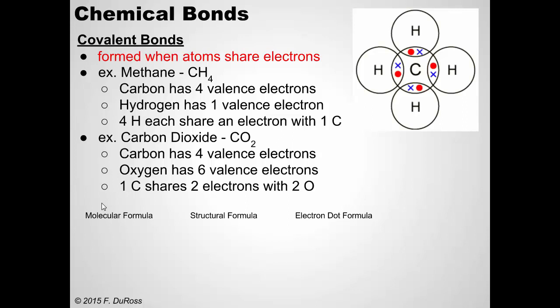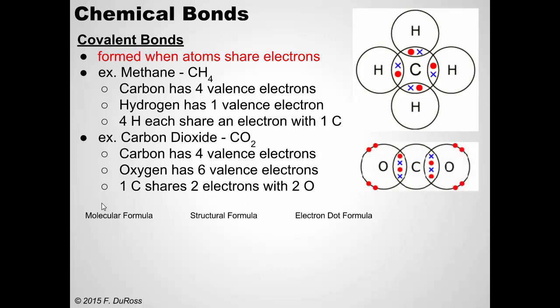So if we have 4 hydrogen atoms, each share an electron with the carbon atom, and these electrons are sort of held in common, how many does carbon end up with in total shared electrons? 8. How many does each hydrogen atom end up with? 2. They're all full, they're all happy, they're all tightly bonded together, forming methane, CH4.